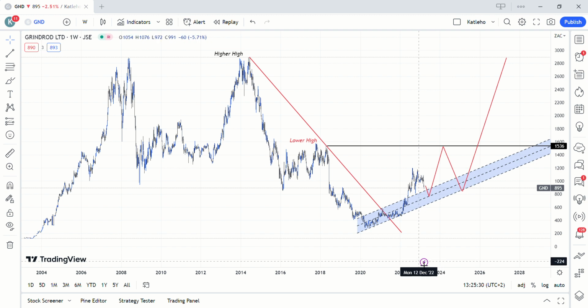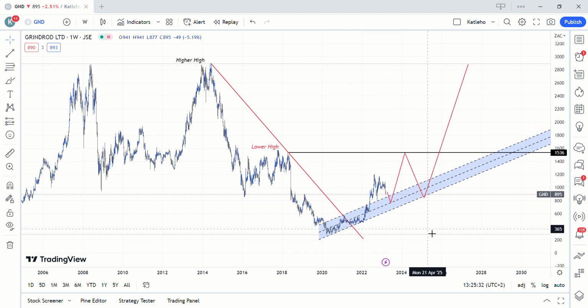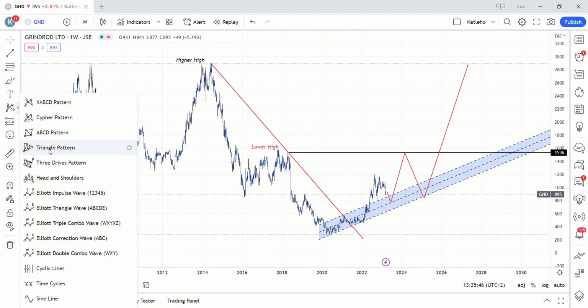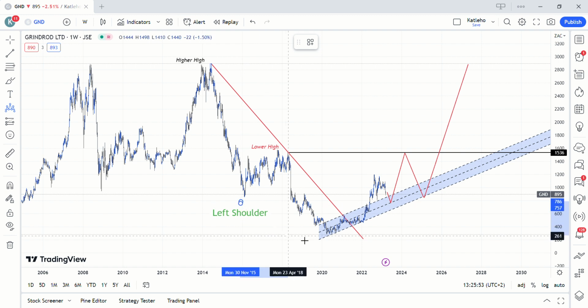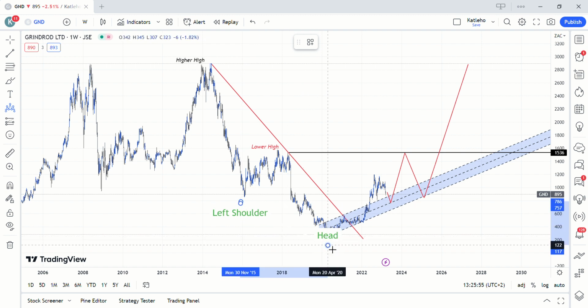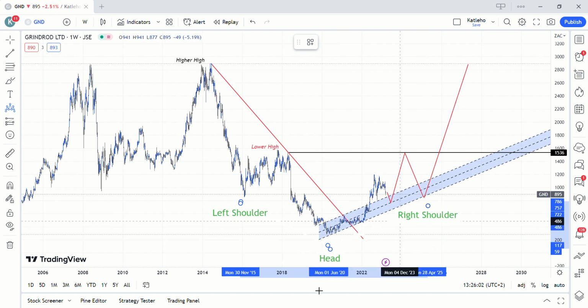So we can also anticipate a technical pattern here called a head and shoulders pattern. We can anticipate an inverse head and shoulders pattern from here, whereby we have our left shoulder right here, and then we have our head of the pattern right here, then we have our right shoulder right here.